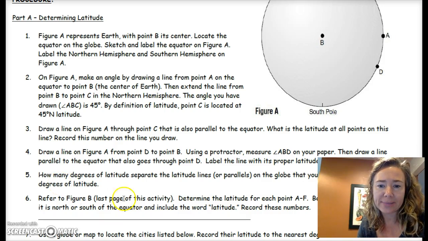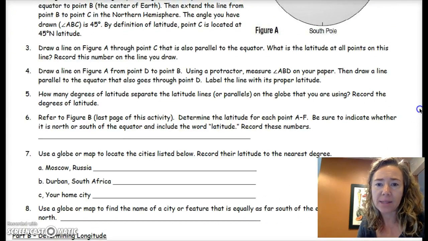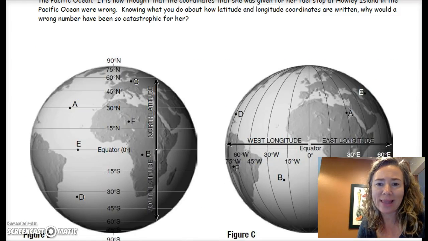Question number 6 asks you to look at figure B. So figure B, let's go to figure B. And I think it's asking for you to determine the latitude of each of these points. So let's look at figure B. Point E, where's point E? Right, 0 degrees. We don't say north or south because it's right in the middle, it's the equator. But what about point A? Is this north or south of the equator?